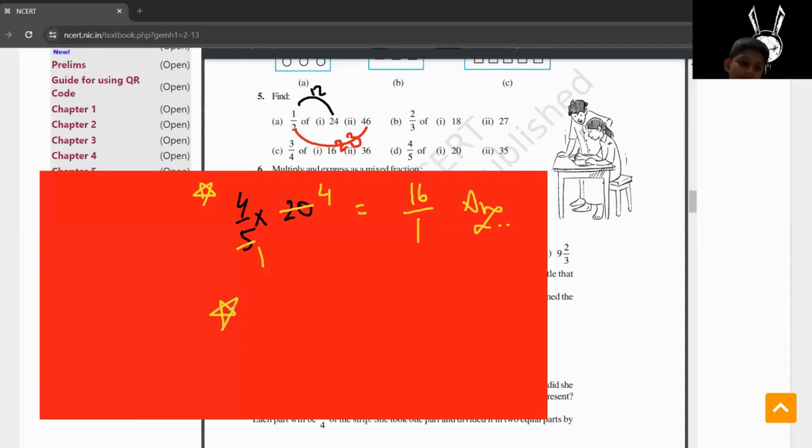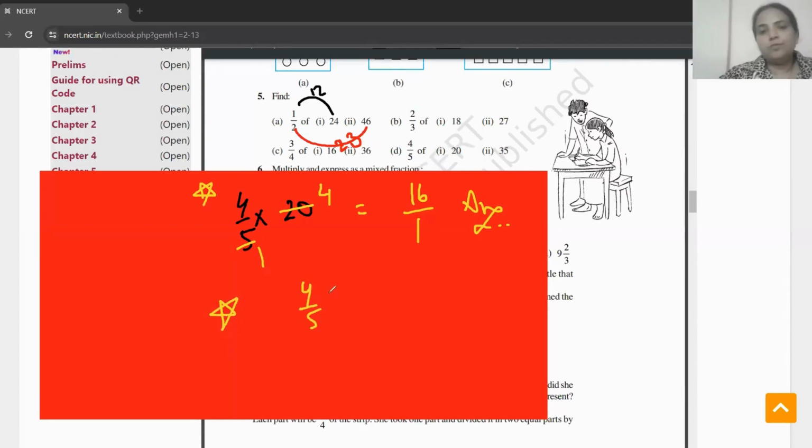Yes, ma'am. Next one, 4/5 of 35. Again, 5 and 35, they both come on the table of 5. So let us cut them by 5. 5 divided by 5 is 1. 35 divided by 5 is 7. 7 4s are 28. 28 by 1, or 28, is the answer. Simple or not?